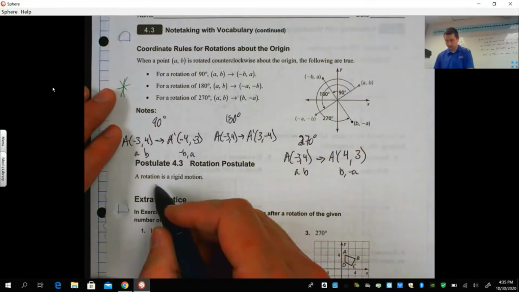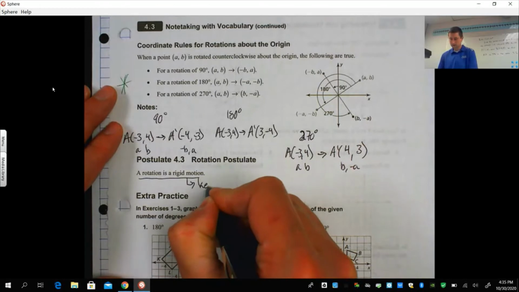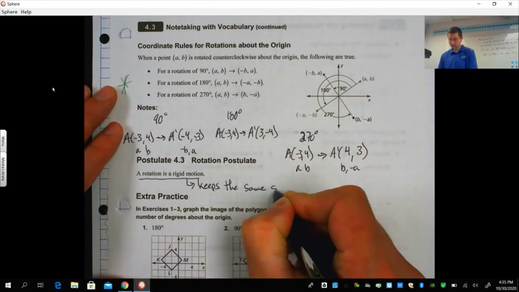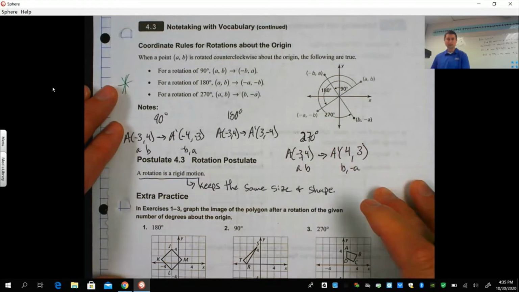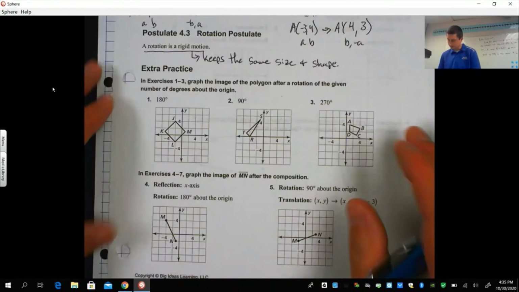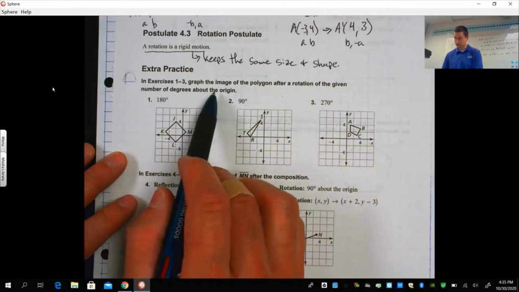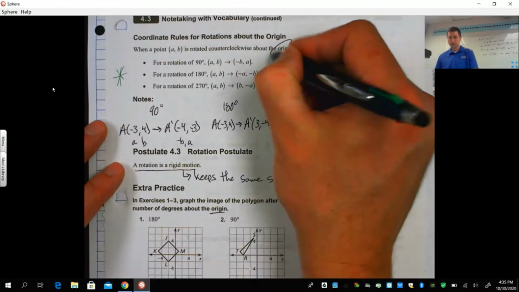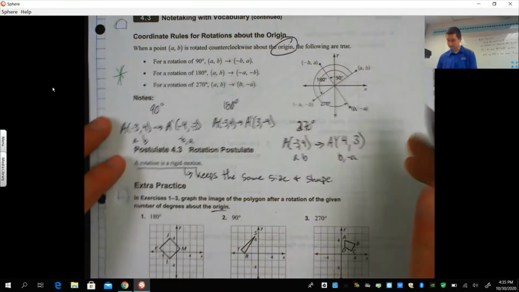Here's that postulate that says a rotation is a rigid motion. That just means it keeps the same size and shape. Okay, graph the image of the polygon after rotation given the number of degrees about the origin. That's what these rules are good for up here. These rules are about the origin. Okay, if you're going about a different point, you have to use the process we used at the beginning.